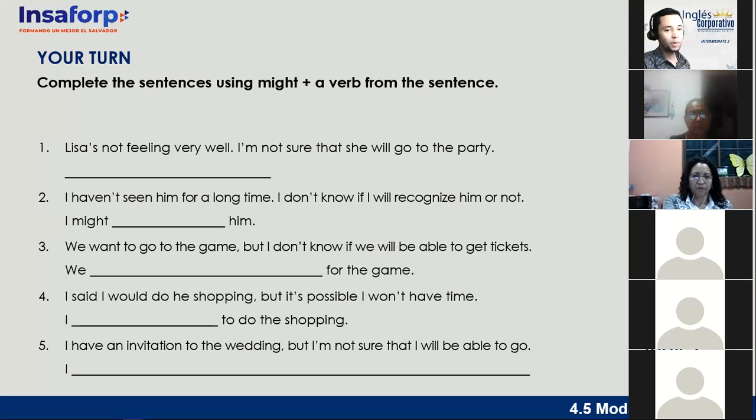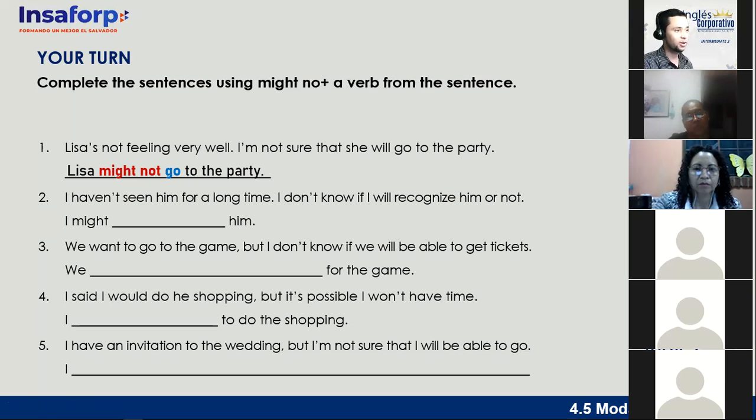Okay, vamos a ver un ejemplo. La primera va a ser el ejemplo. Lisa is not feeling very well. I am not sure that she will go to the party. No sé si va a ir a la fiesta. No se siente bien. Entonces, ¿qué vamos a poner acá? Lisa might not go to the party. Okay, you have to use the negative form every time. Voy a poner acá might not para estar bien seguros. Vamos a poner en rojo.